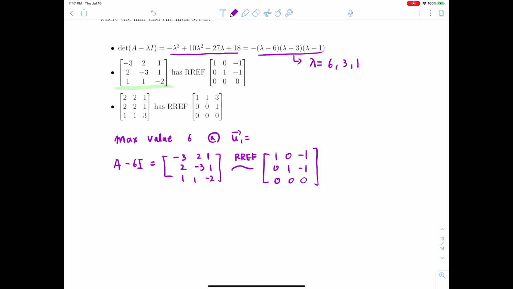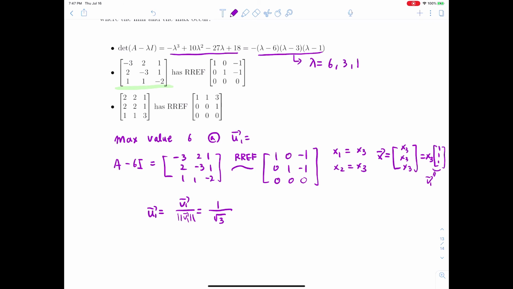So this gives you x1 equals x3, x2 equals x3, or the general element of the null space equals (x3, x3, x3), which is x3 times (1, 1, 1). So if you let (1, 1, 1) equal v1, then the unit vector in the direction of v1 is found by normalizing v1. The magnitude of v1 equals the square root of 3, because 1 squared plus 1 squared plus 1 squared is 3. And you multiply this to v1, so u1 should be (1 over square root of 3, 1 over square root of 3, 1 over square root of 3). So the maximum value occurs at u1 that is given by this vector.